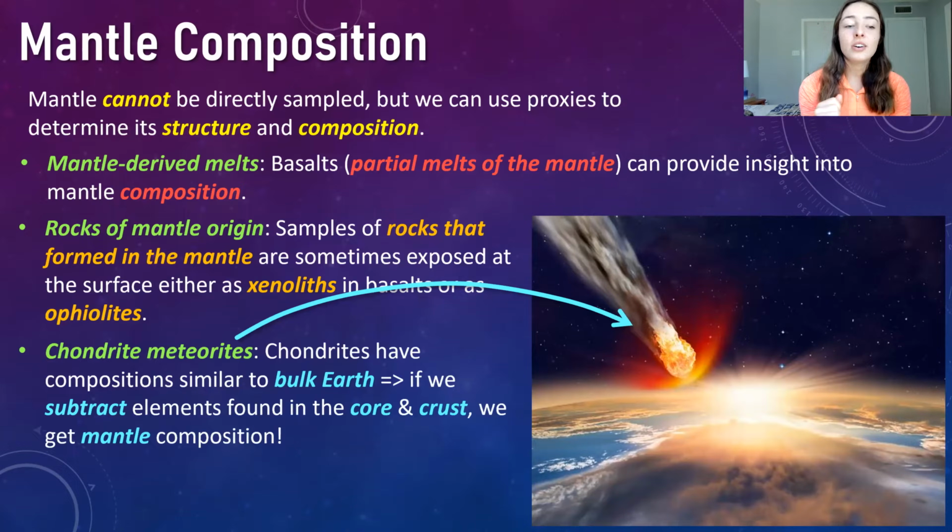Chondrite meteorites are stony meteorites that represent a composition similar to bulk Earth. Now, bulk Earth is basically the composition of Earth if it wasn't all layered and separated out. If you mixed it all together again like it was in the very beginning of its formation, it would be similar to these chondrite compositions. And because chondrites represent bulk Earth composition, if we subtract the core and the crustal compositions from the bulk composition of that meteorite, we get something analogous to mantle composition.